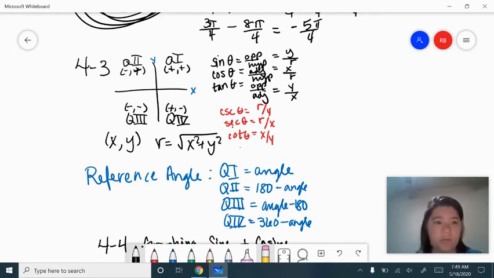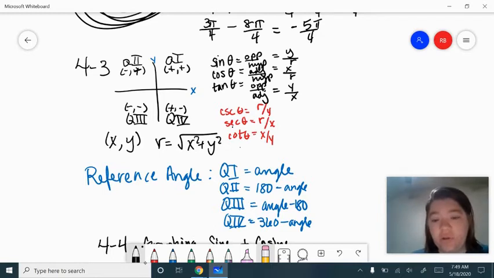The other thing it talks about in 4-3 is the reference angle. The reference angle is how many degrees it takes you to get to the closest x-axis. So if you're in quadrant 1, it is your angle.